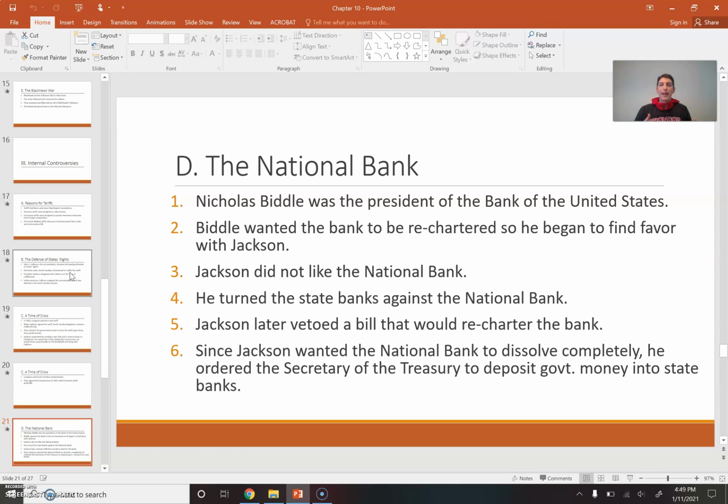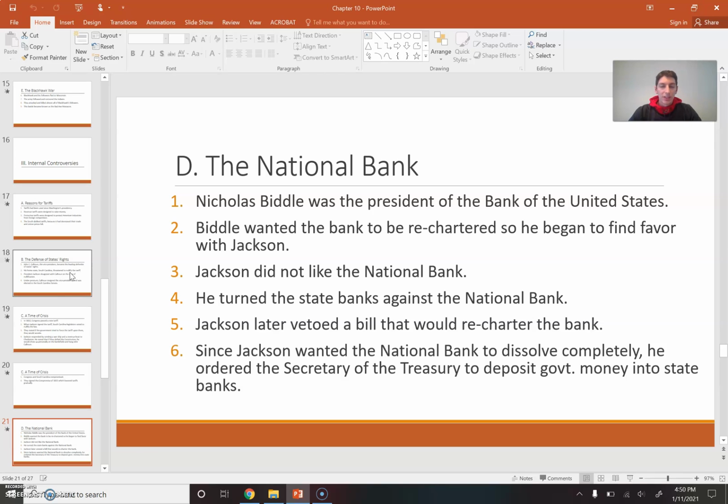Now, the National Bank had a charter, or a contract, with the United States government that would have to be renewed every so many years. And so let's say that the years of this contract were running out, they would need to renew it so that the government would have a deal with this bank to put all of their funds into the Bank of the United States. So Biddle wanted the bank to be rechartered. He wanted to renegotiate a contract. And so he tried to begin to find favor with Jackson. Basically schmooze with Jackson, try to get into his good graces so that he could recharter the bank.